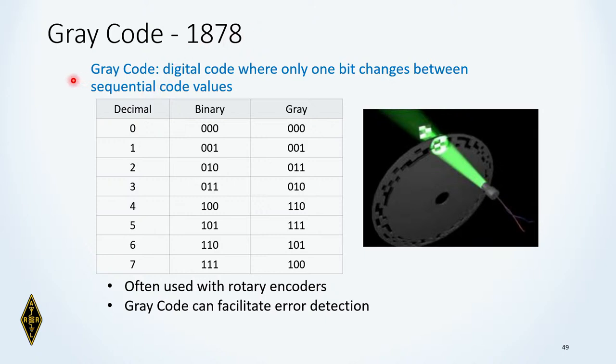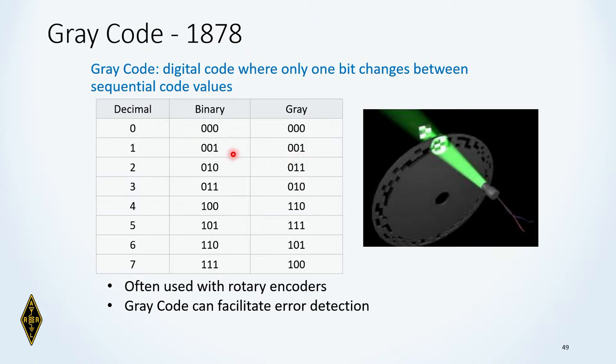Now, the idea of the Gray code is that it's a digital code where only one bit changes between sequential code values. So here we've got decimal, 0 through 7 in this case, it could go higher. Here are the binary values, and here are the Gray code values. What makes Gray code unique is that for every step, 0, 1 through 7, there's only one bit changing between successive numbers.